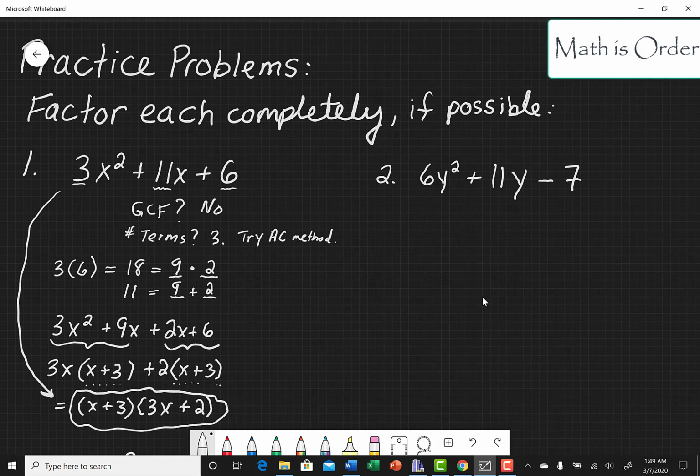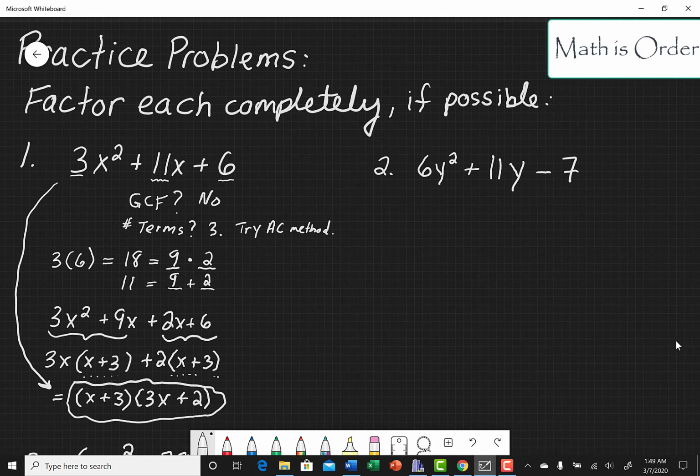All right? Let's do number 2 now. Here again, we're going to go through the same thought process, which is, is there a GCF? No. What is the number of terms?